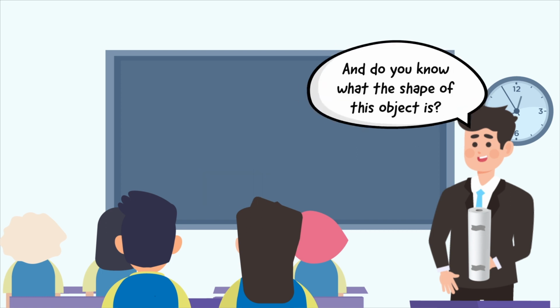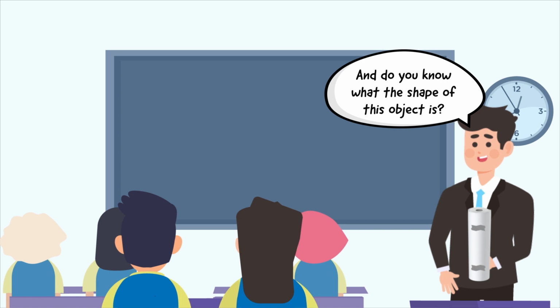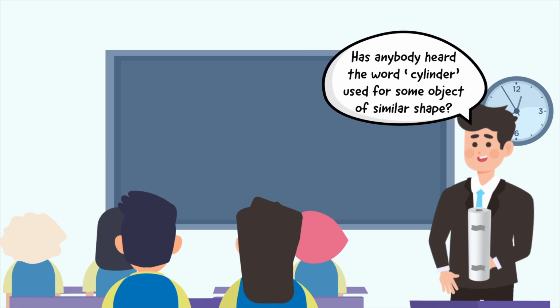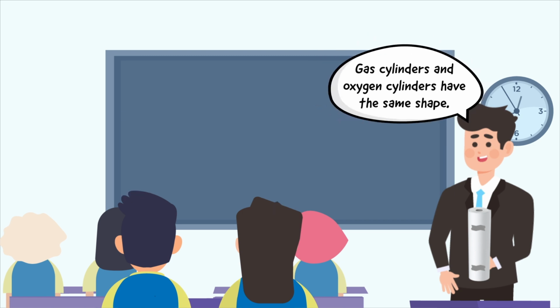Follow this up and inquire, "And do you know what the shape of this object is?" Possible response, cylindrical. Follow up and ask, "Has anybody heard of the word cylinder used for some object of similar shape?" Accept relevant responses. Mention to the students that gas cylinders and oxygen cylinders have the same shape.